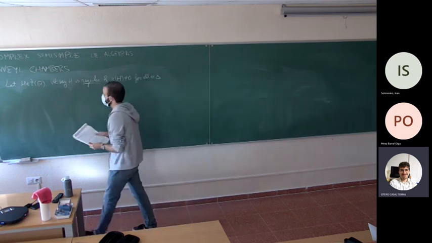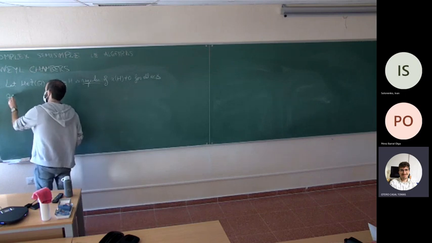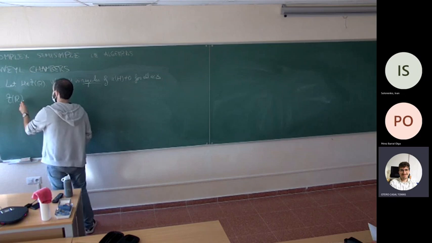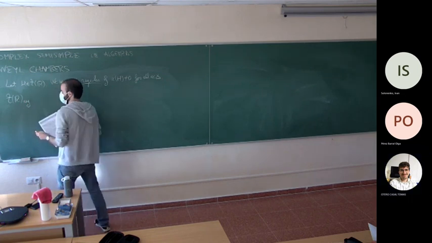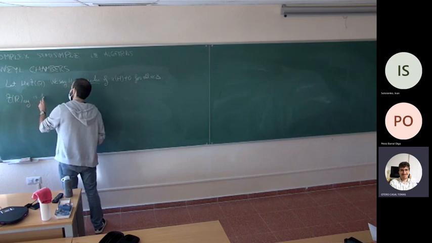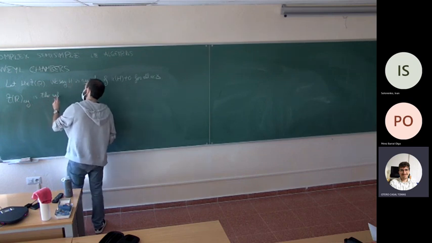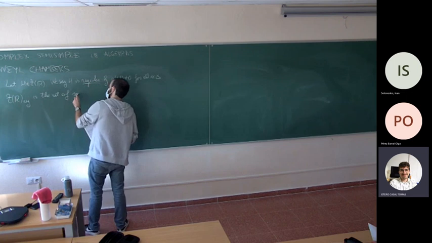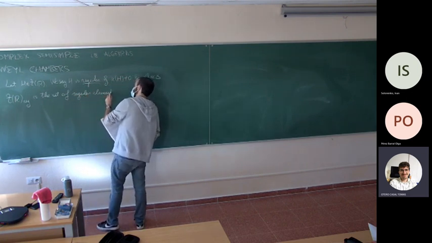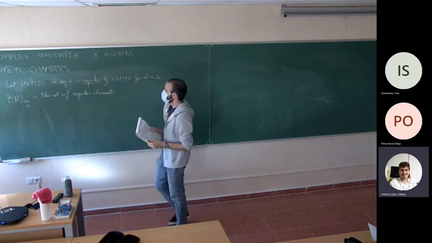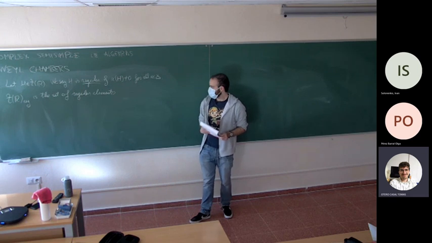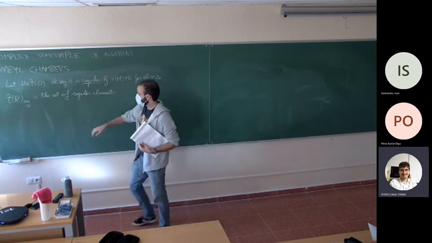Okay? So we will call T_R^reg the set of regular elements. And it is more or less clear that T_R^reg is an open and dense subset of the vector space T_R.